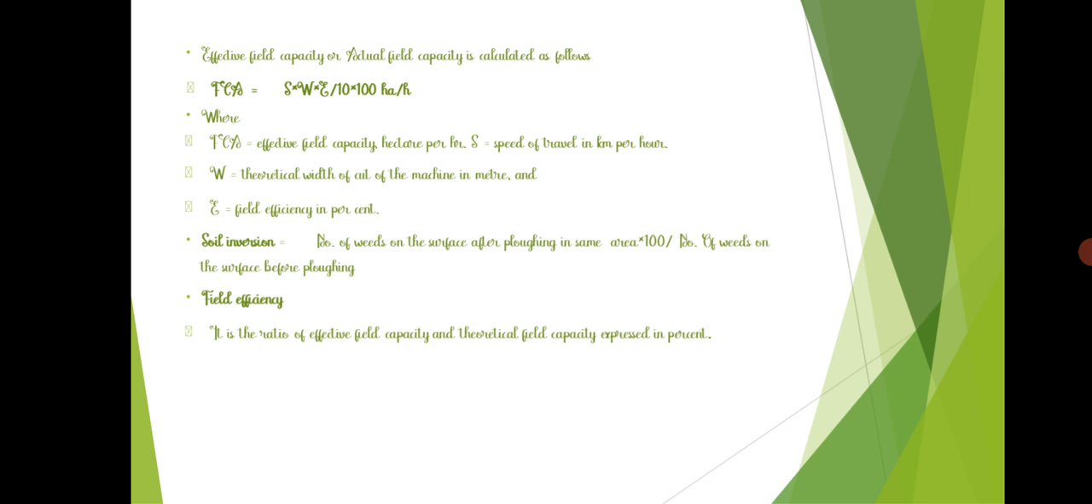So next, soil inversion. Soil inversion can be calculated as number of weeds on the surface after ploughing in same area divided by number of weeds on surface before ploughing into 100. Field efficiency is the ratio of effective field capacity and theoretical field capacity expressed in percent.